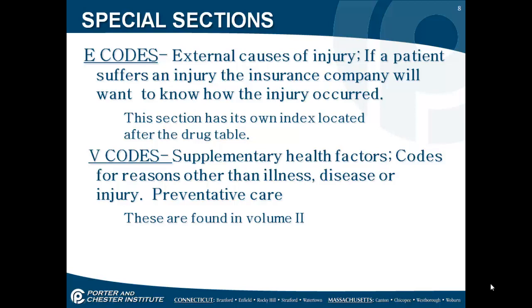V codes are supplementary healthcare factors. These are codes for reasons other than illness, disease, or injury. They're for preventative care. These are found in Volume 2. So this would be for going in for a physical. You don't have a disease, there's no illness, so we need to put those codes on there, but it's a preventative factor. There still has to be a code.